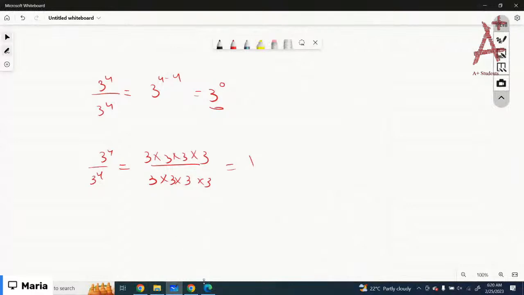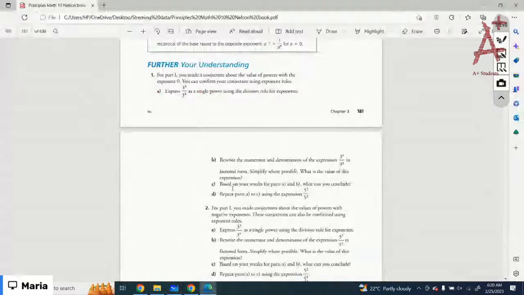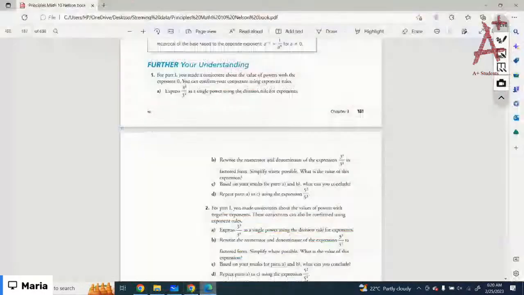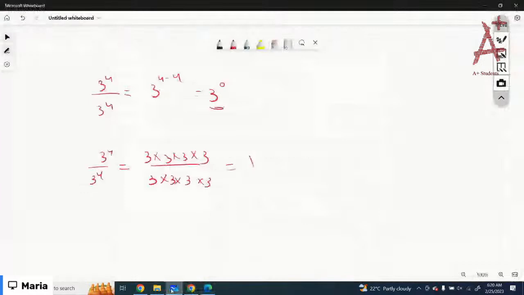Okay, let's do the next part. Part C is based on your results from part A and part B. What do you conclude? The simple thing is that when something has the power 0, the answer equals 1. The conclusion from part A and part B is that any number to the exponent 0 equals 1. That is the conclusion from A and B.